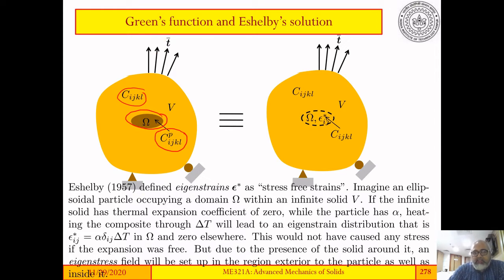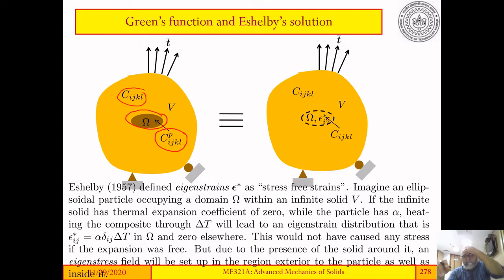Obviously, if this particle was not there, the stresses would have been uniform throughout this infinite solid. But since the particle is there, there would be a disturbance of the stresses around the particle, and it was his intention to find the amount of disturbance, the amount of non-uniformity in stresses that results due to the presence of an ellipsoidal particle in an otherwise infinite matrix.